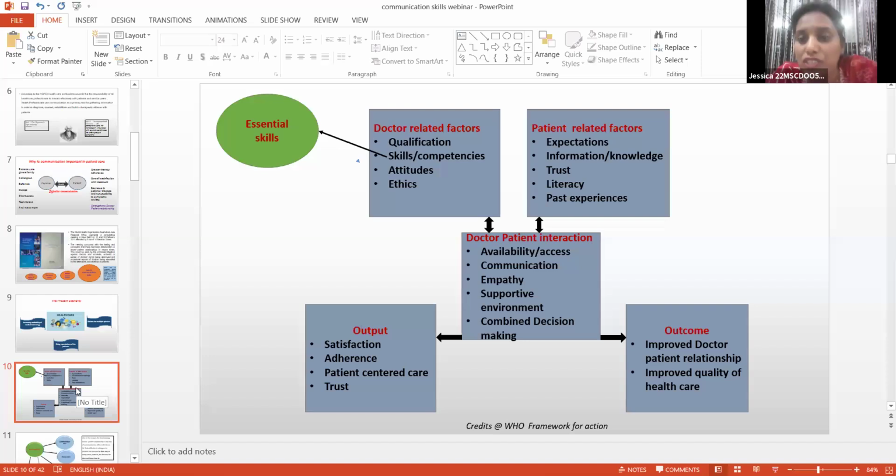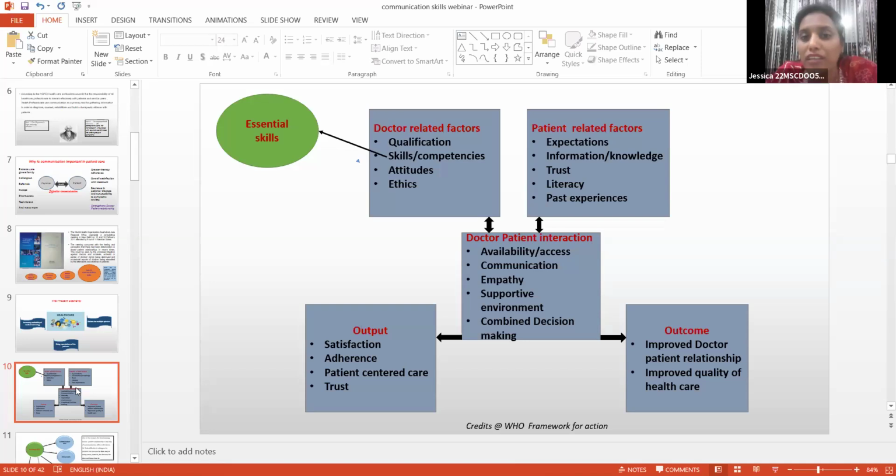The document I just referred to, the WHO document, has listed certain doctor-related factors and patient-related factors for non-adherence, or what is required for effective communication. Many of the factors laid down are the qualification of the doctor, the competency, the attitudes, the ethics. But one of the important competencies laid down was the skills, the essential skills that a doctor, or the medical fraternity, needs to hone while interacting with patients.